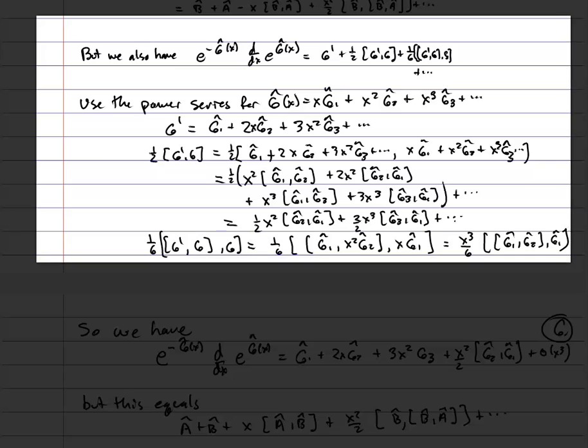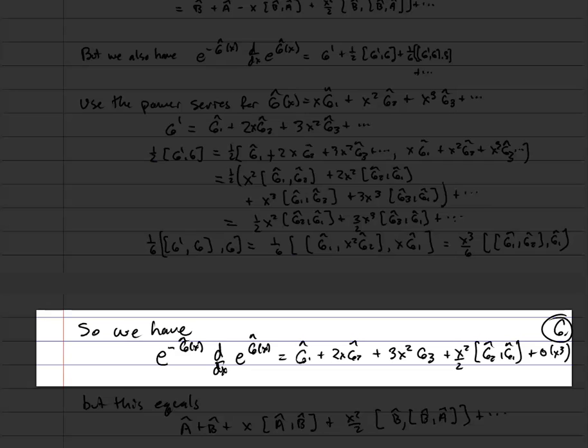And then you can work out the first double nested commutator, 1/6 commutator of g prime with g, commutator with g. Okay, go ahead and work that out. I'm not going to say it all through you, but it comes out as x cubed over 6, double nested commutator, commutator of g1 with g2, commutator with g1. And so we now have a power series expansion in x for e to the minus gx d by dx e to the gx. It's equal to g1 plus 2x g2 plus 3x squared g3 plus x squared over 2 commutator of g2 with g1 plus order x cubed.